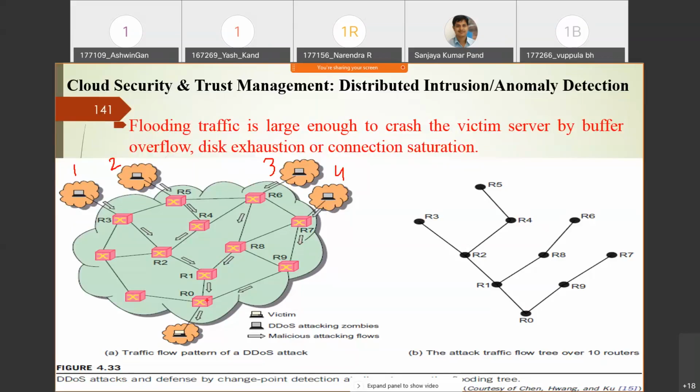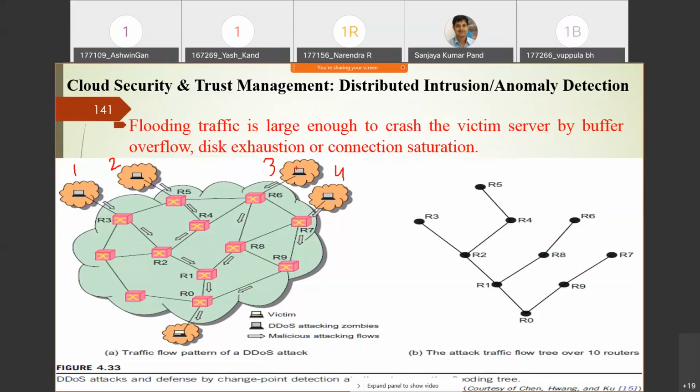But here the scenario is different. Here there are 5 nodes, with the DDoS attackers targeting a particular victim node. So this node is a victim node. They plan to launch some attack onto this particular node, right? But this victim node is not directly reachable from these zombies. So what they will do, they will find an appropriate path, right?